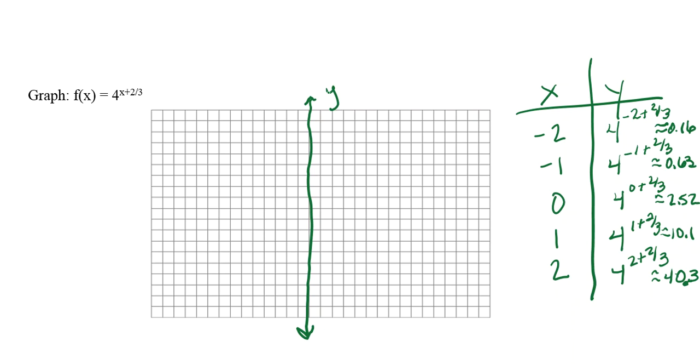There's my y-axis, my x-axis. Negative 2 is almost 0, but not quite. Negative 1 is a little bit over 1/2. 0 is at 2.52. 1 is at 10.